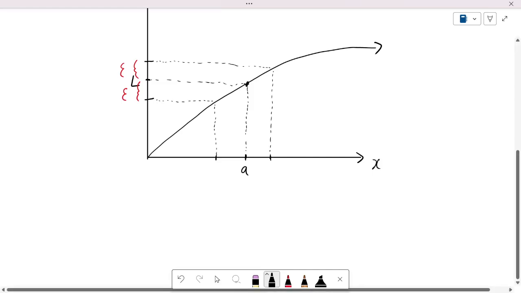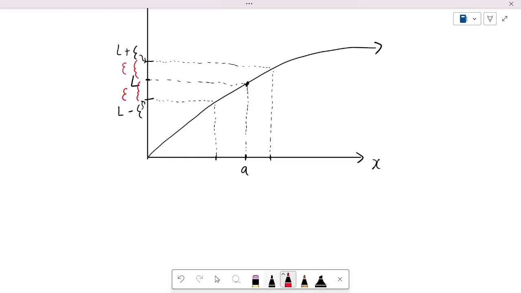Now what we need to do is the following. We know that epsilon is going to be here on the y-axis. So we can name this point over here L plus epsilon, and this point over here will be L minus epsilon. Because we are basically taking this L value, subtracting the epsilon that I've written in red, and adding the epsilon that I've written in red.